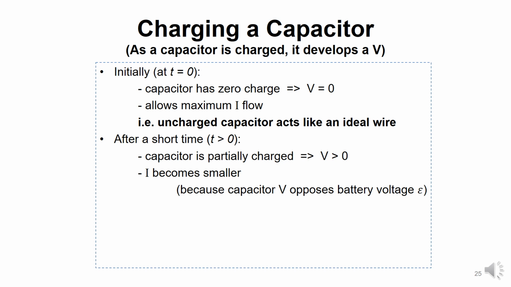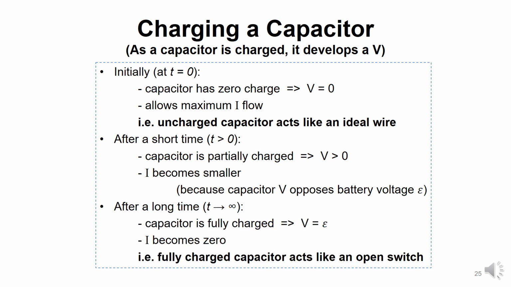Initially at time 0, the capacitor was uncharged and it let maximum current go through. But now the capacitor has some charge itself, so it tries to oppose the flow of charge, and the current is smaller than what it started off with. The longer you have the circuit connected, the longer you have the switch pressed on, the smaller the current gets.